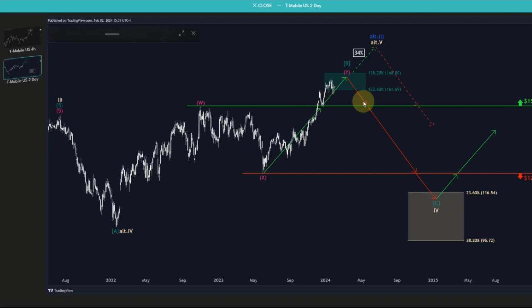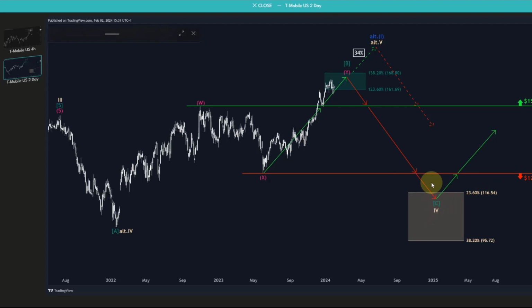We should break below it again, follow through, break below the X wave low in magenta at $124.92 and reach the target area, which we currently have defined between $95.72 and $116.54. This would be the C wave of wave 4.